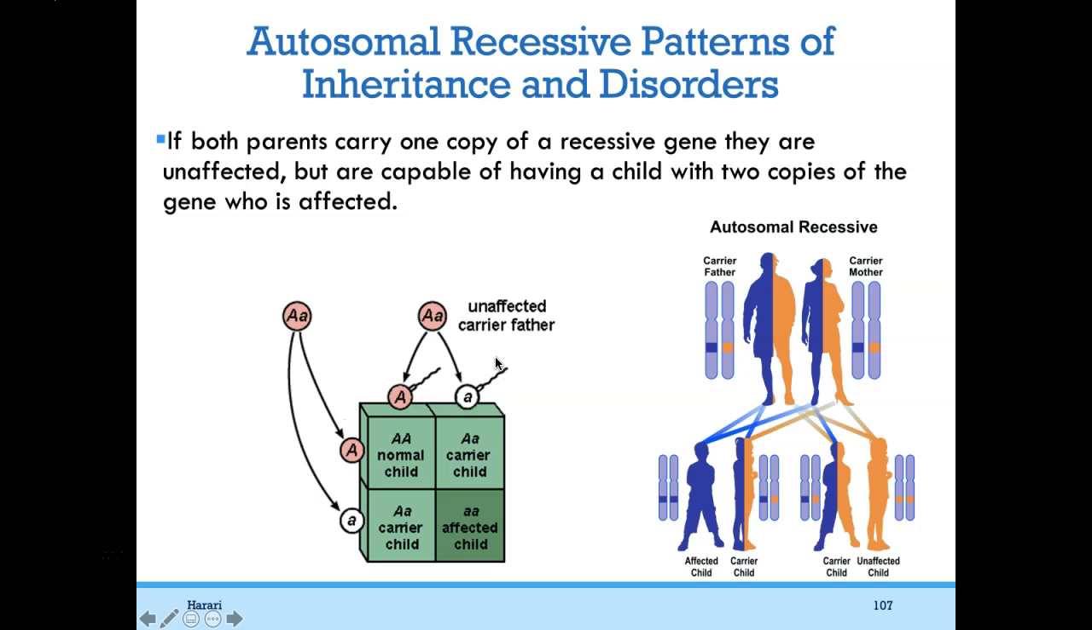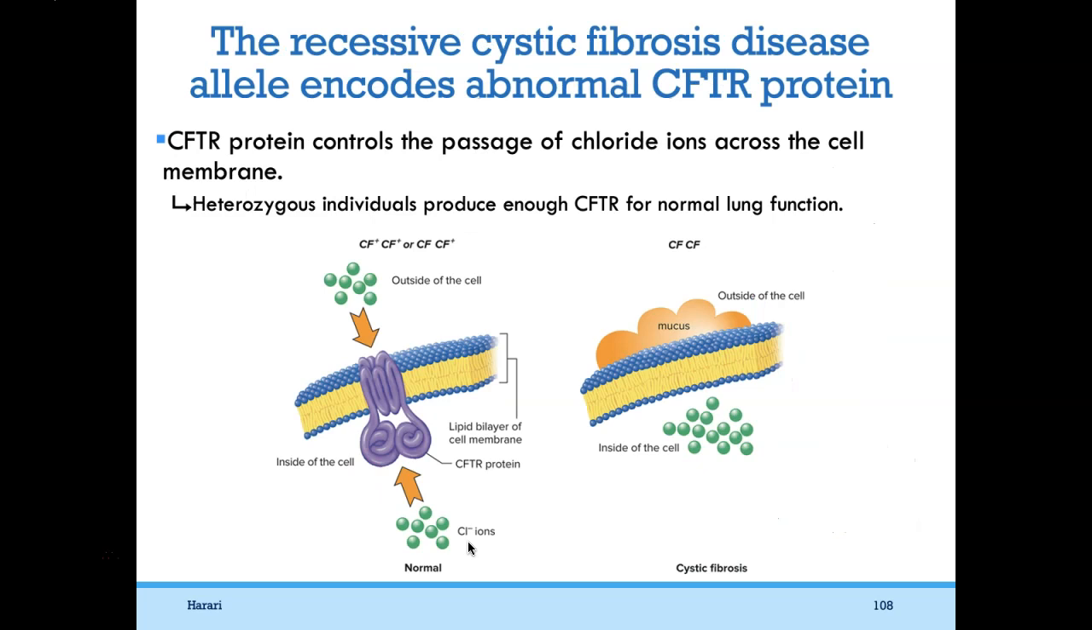So if two carrier parents have babies, there's a 25% chance that it'll be normal and a 25% chance that it will have the disease. Examples of these are a disease called methemoglobinemia, which causes the appearance of blue skin, and also cystic fibrosis. So we'll talk about cystic fibrosis. Cystic fibrosis is the most common lethal genetic disease among Caucasians in the US. About 1 in 20 Caucasians is a carrier, and about 1 in 2,000 newborns has cystic fibrosis.